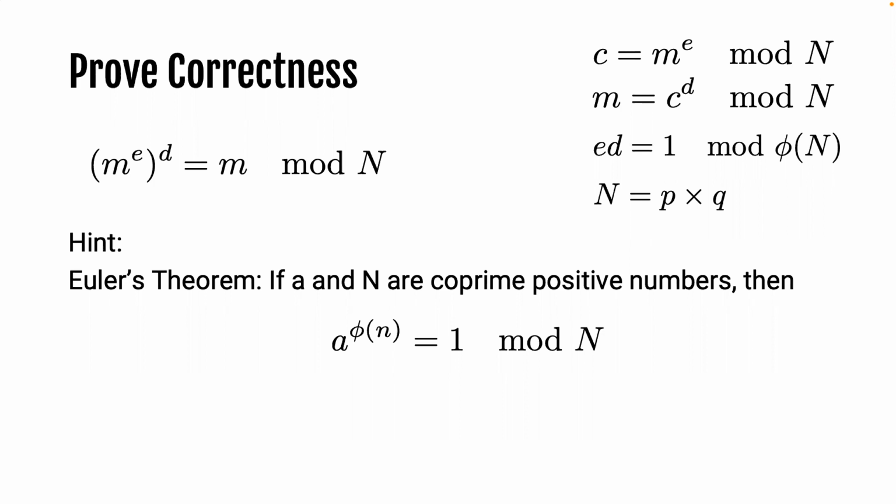You may want to use this theorem, Euler's theorem: if a and n are co-prime positive numbers, then a to the phi of n is equal to 1 mod n. Oh, and here there's a typo. This is small n, but I actually mean the capital N. You want to use this theorem to prove the correctness of RSA, of this crypto system.